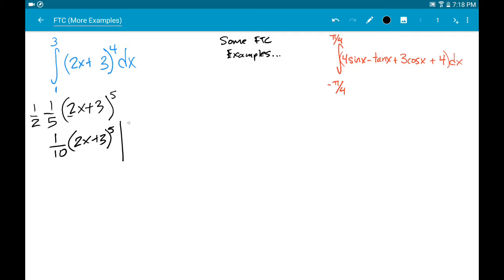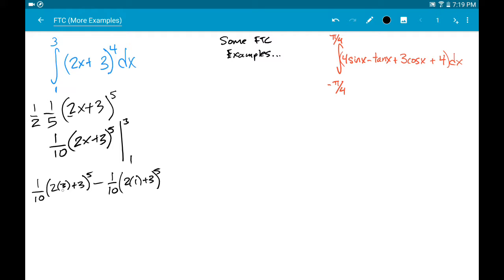And we're going to evaluate that from 1 to 3. So we're essentially going to substitute in these values 3 and 1 and take the difference. And that's our fundamental theorem. So we've got 1/10 of (2 times 3 + 3) to the fifth minus 1/10 (2 times 1 + 3) to the fifth. And when we simplify this, we'll have our answer.